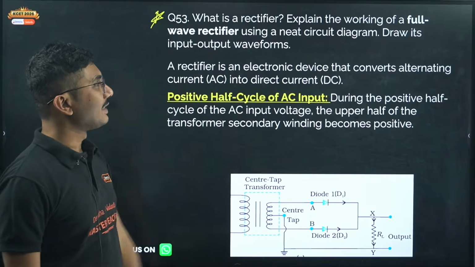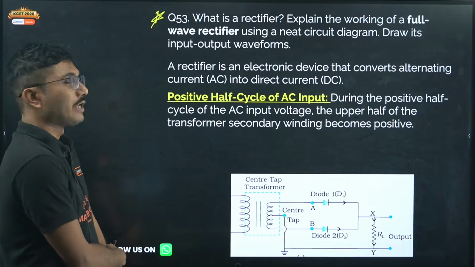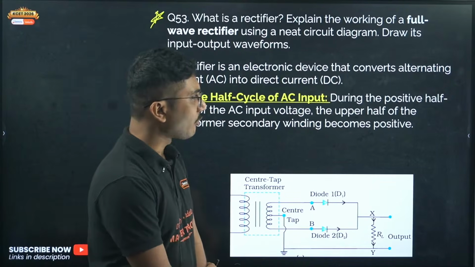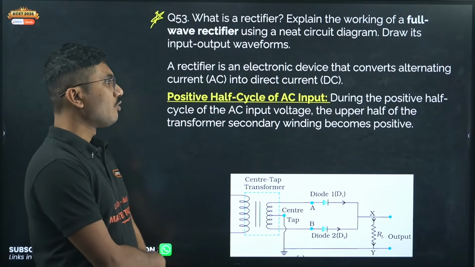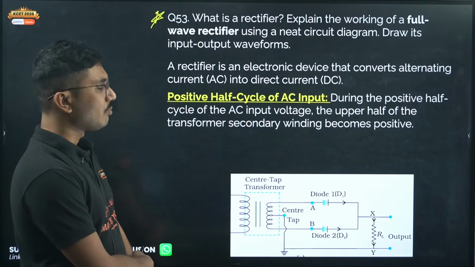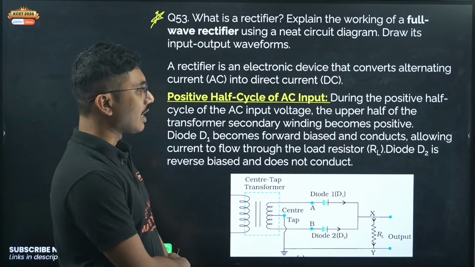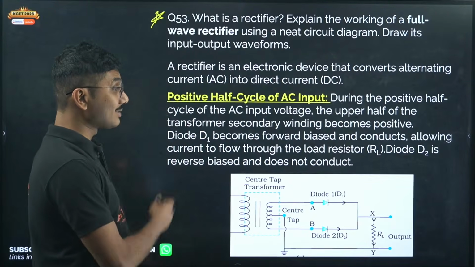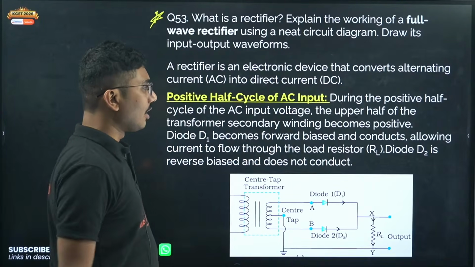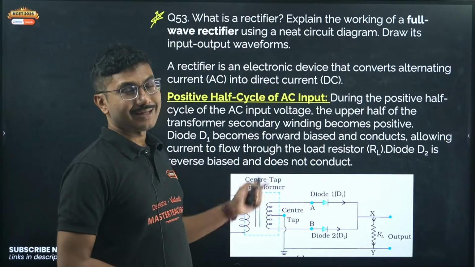A rectifier is an electric device that converts alternating current AC into direct current DC. Positive half cycle of AC input: during the positive half cycle of the AC input voltage, the upper half of the transformer secondary winding becomes positive. Diode D1 becomes forward biased and conducts, allowing the current to pass through the resistor RL in one direction, and diode D2 remains reverse biased and does not conduct.